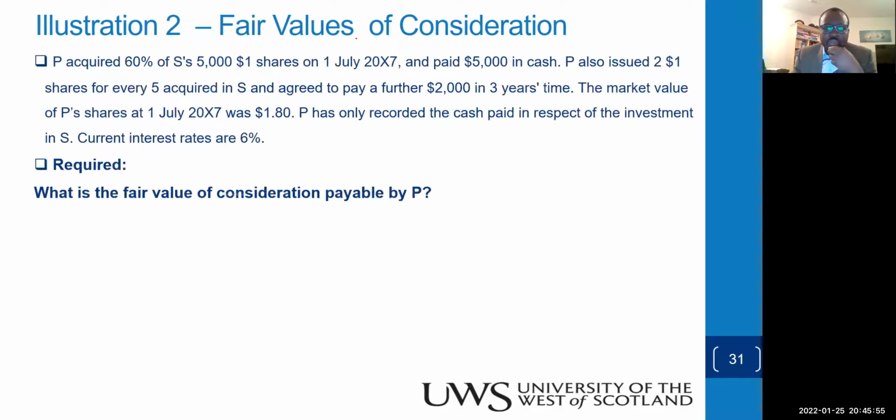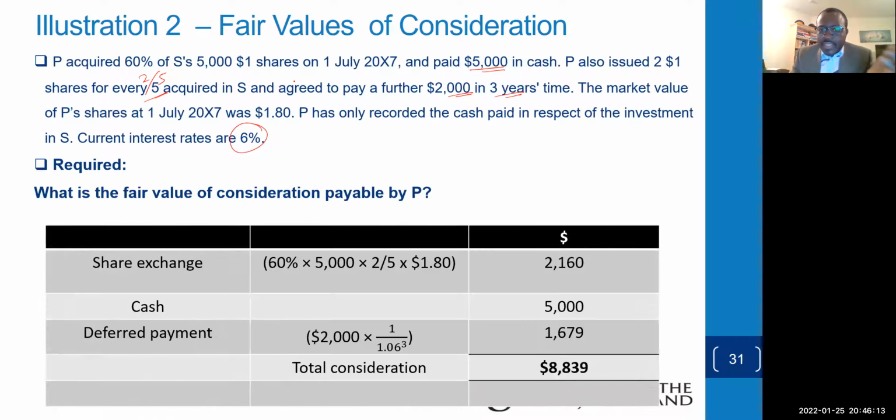And then we came to look at fair value of consideration, another example, just to move on. Cash was paid, right? And then 2 for 5, and then deferred cash in 3 years, time value of money. Cost of capital, 6%. We adjust everything, right? And then we got this.